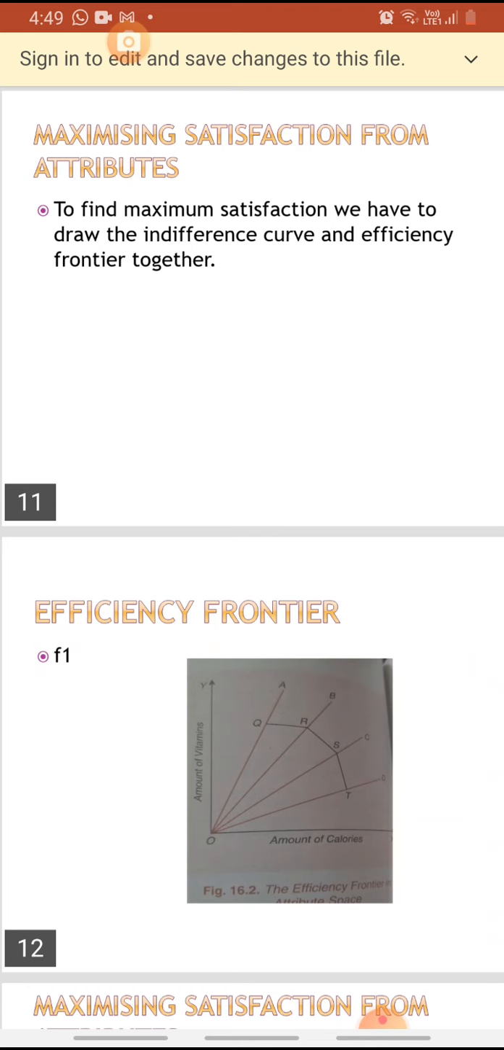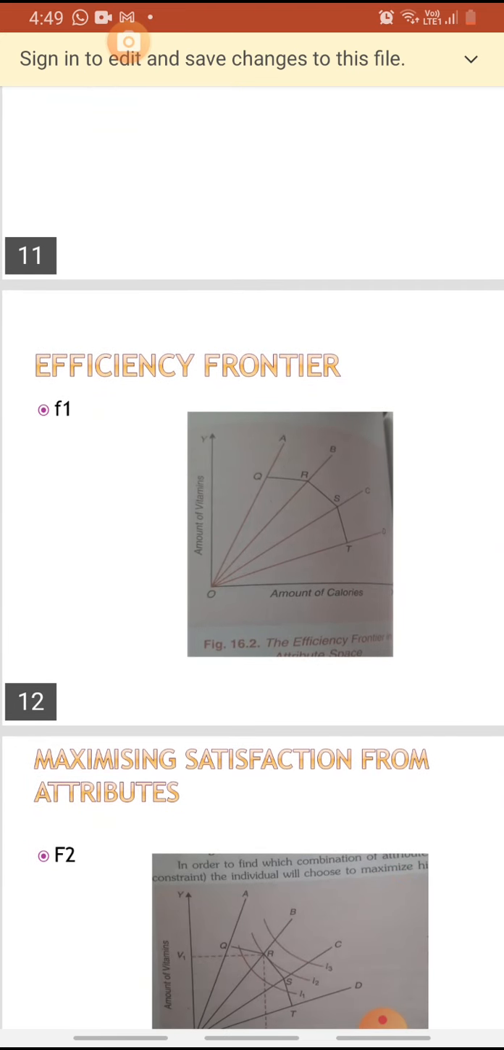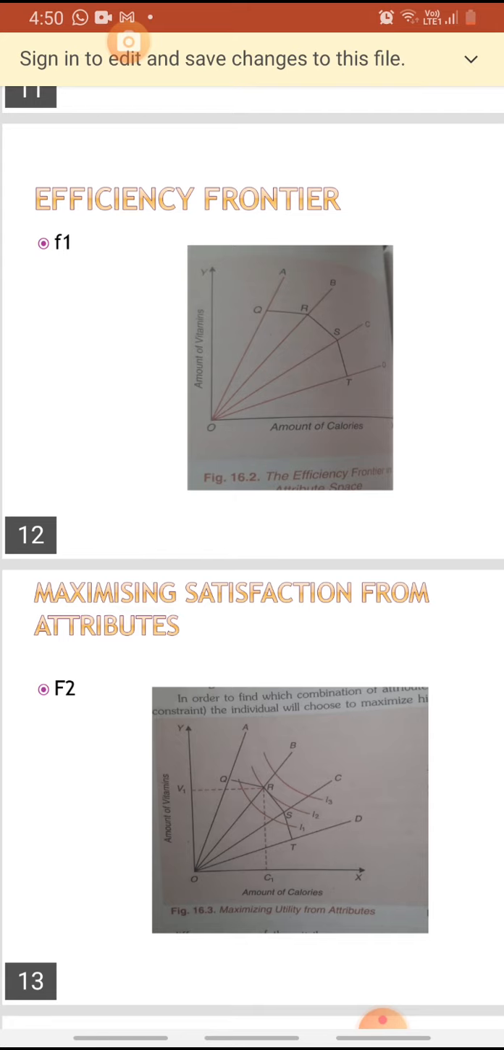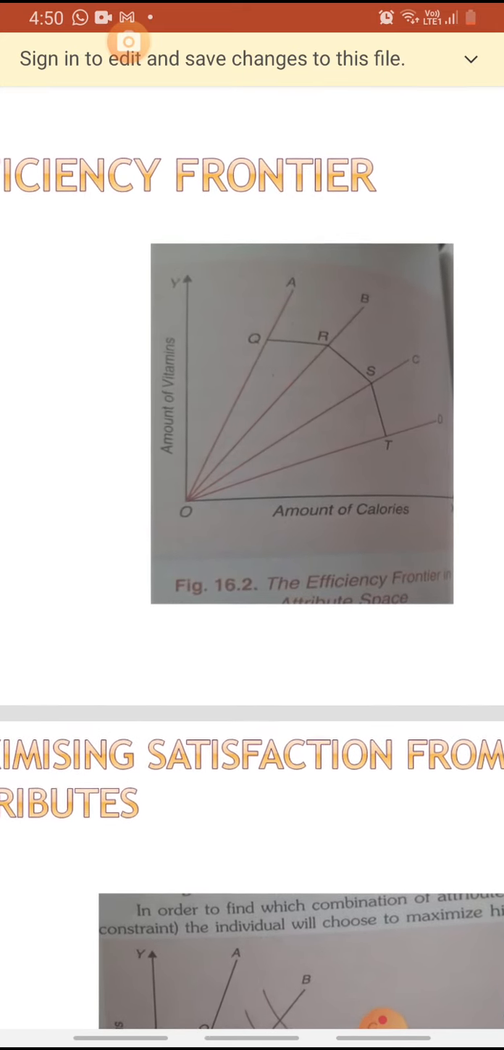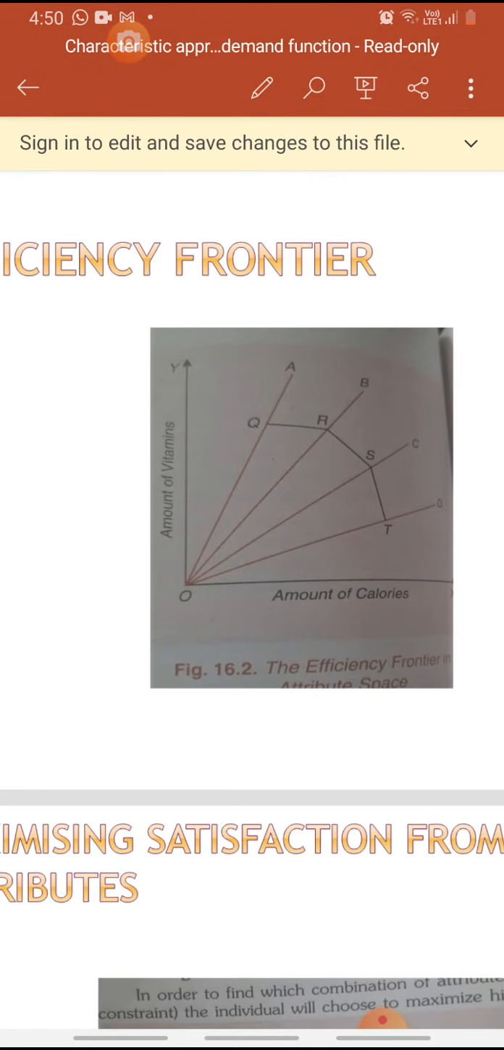To find the maximum satisfaction, we have to draw the indifference curve and the efficiency frontier together. This is the efficiency frontier, QRST. The amount of vitamins and the amount of calories are the two attributes, and with the two attributes there are four products: OA, OB, OC and OD. For these four product rays, we get the points Q, R, S, T.